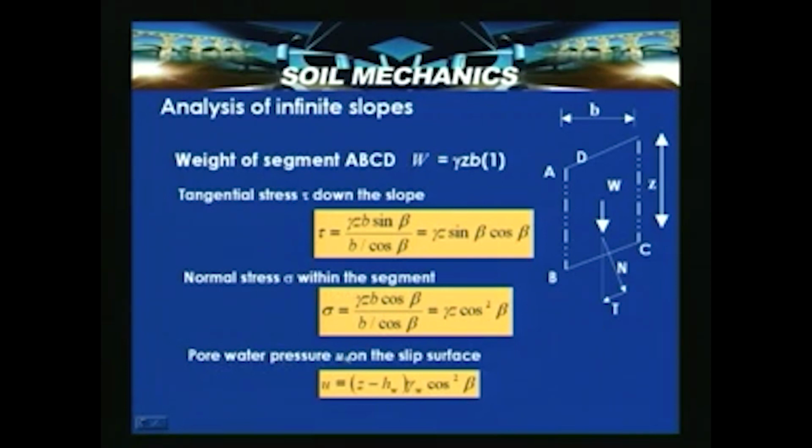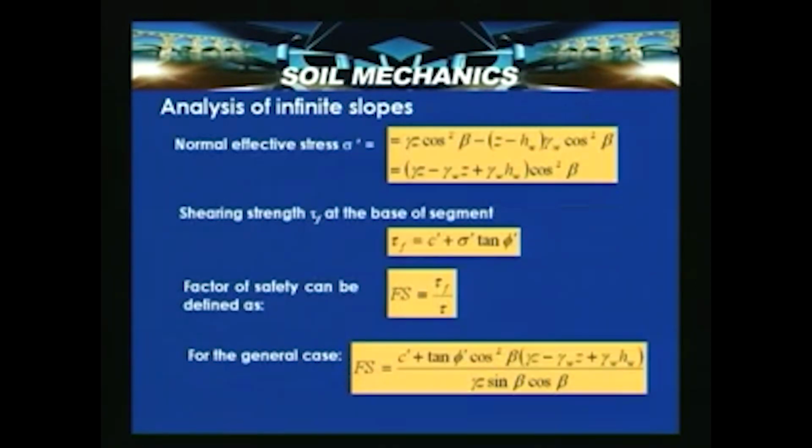Now, the pore water pressure U on the slip surface. The failure surface is here, HW is the water height from the slope surface, the top surface of the water is HW units below the slope surface, hence this height is z minus HW. So, U is equal to z minus HW times gamma W cos square beta along this surface. Now you know the tangential stress tau, the normal stress sigma within the segment, and the pore water pressure U on the slip surface. From this we can calculate the normal effective stress sigma dash, that is total stress minus pore water pressure, which gives gamma z minus gamma W z plus gamma W HW, times cos square beta.